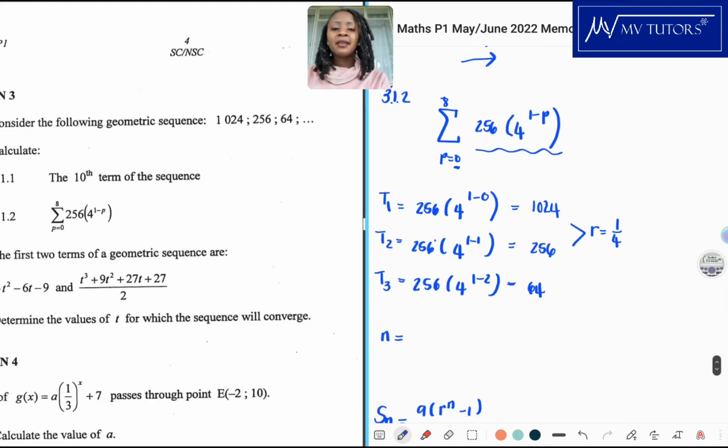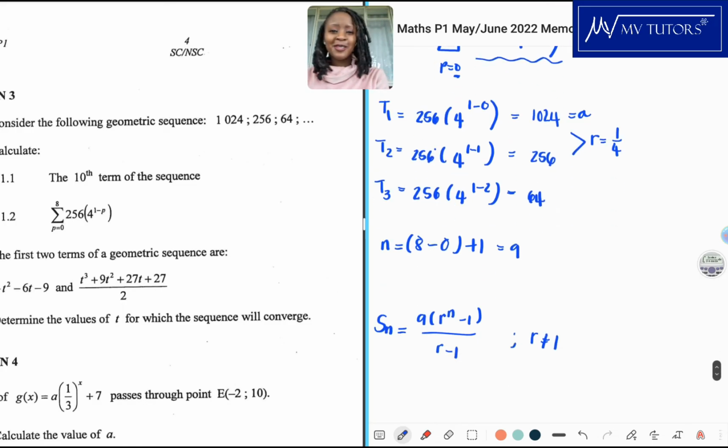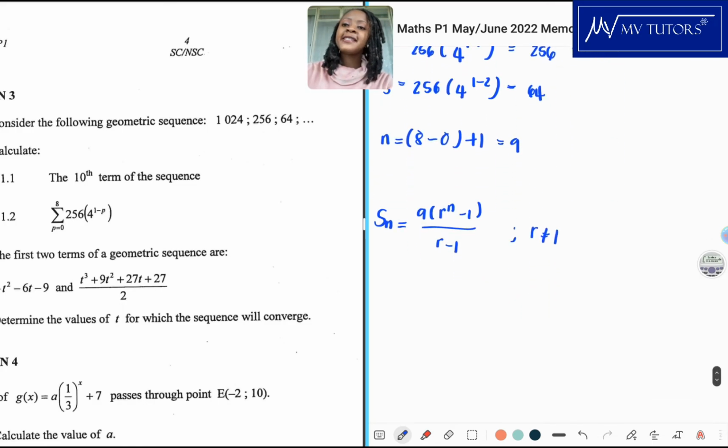Now, how do we calculate the number of terms? Basically, you take your last term, which is 8, and you subtract your initial term, which is 0, and then you add 1. Let me count with you, because we have until 8: 0, 1, 2, 3, 4, 5, 6, 7, 8. So you see we have 9 terms. That's why you have to add 1 all the time. So we have r, we have n, we have a. Now we can use our formula and work out the sum of these 9 terms.